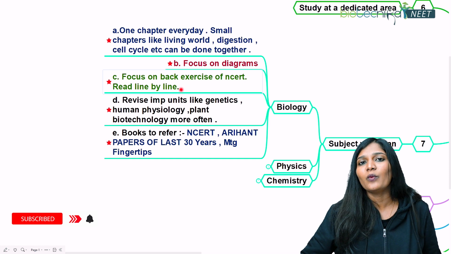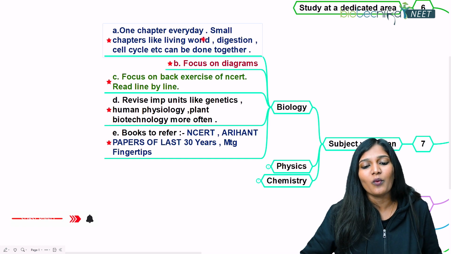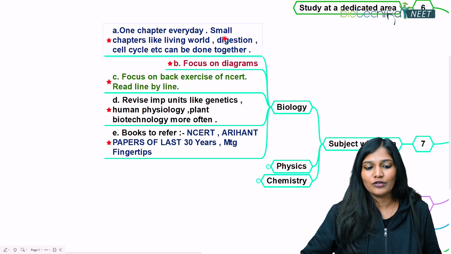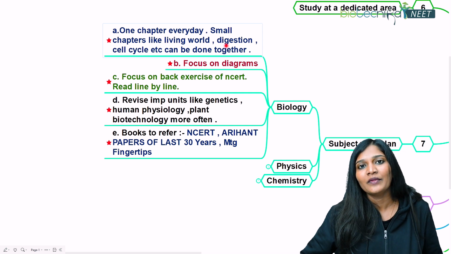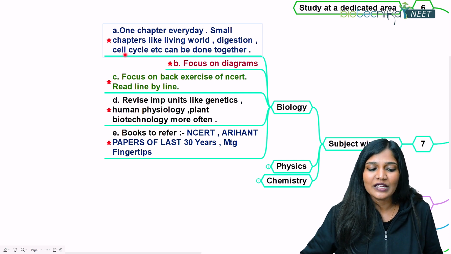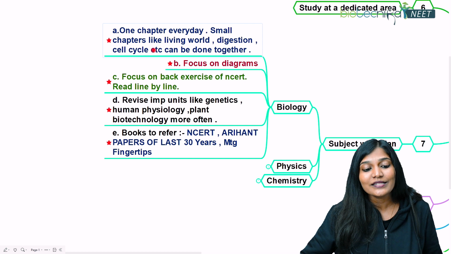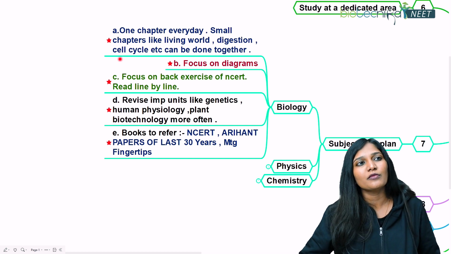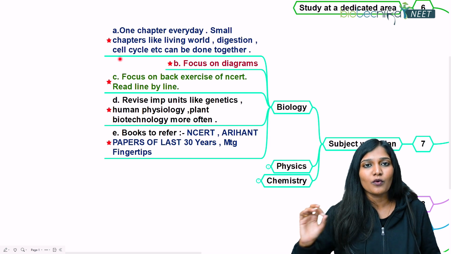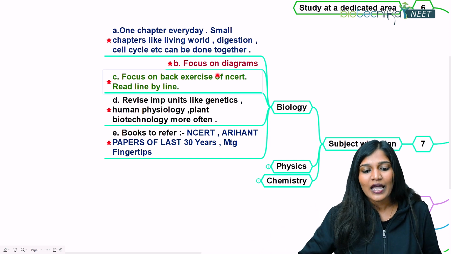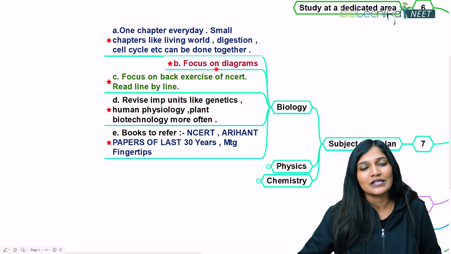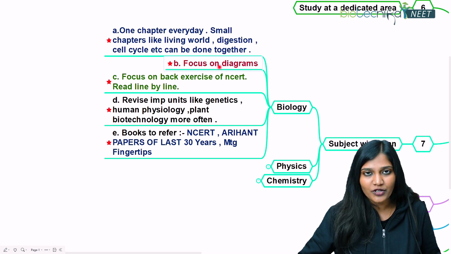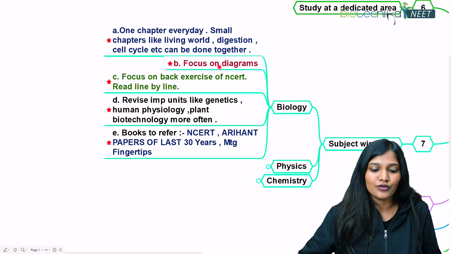First thing, take one chapter every day, one chapter one day. And you can take small chapters also, like you can start with living world. Digestion and human physiology is a very simple one. You can study cell cycle and cell the unit of life together. So take up some small units so that you can finish all the small units within one day itself. And focus on all the diagrams that are given in your NCERT book. This is the most important thing, very important thing, easy thing that you can do.